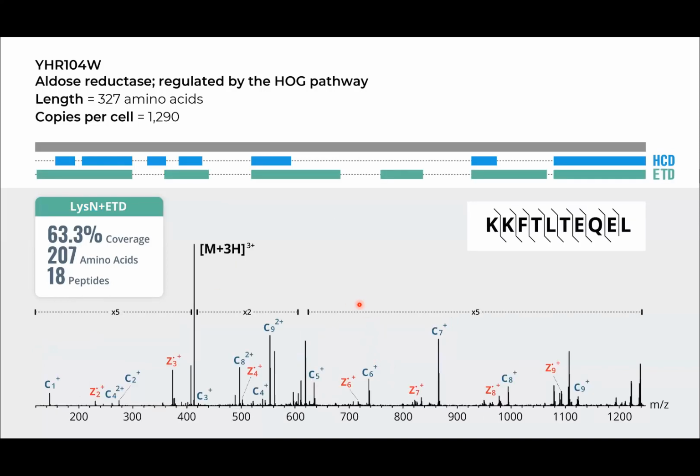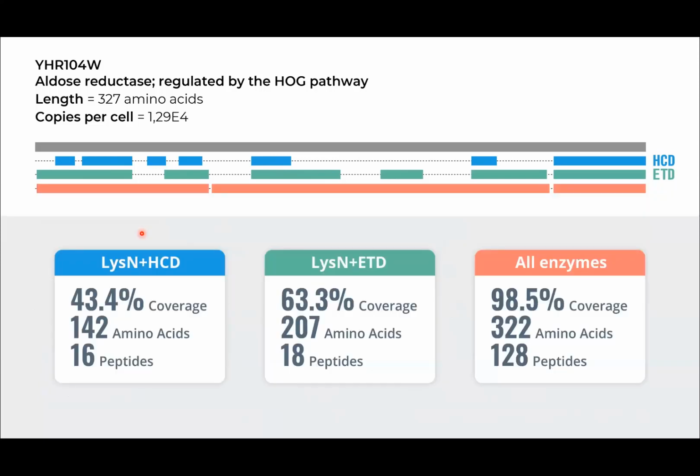Now, if I do a separate experiment where I do ETD on the peptides, I can get different parts, some overlap, some different. Here's a new piece. And now I've boosted coverage to 63%. If I use both dissociation techniques and about 6 enzymes, I can cover just about every amino acid in that particular protein. So it's very tedious, but if you want to get high coverage, it's a way to do that.